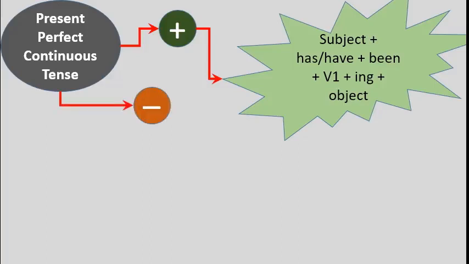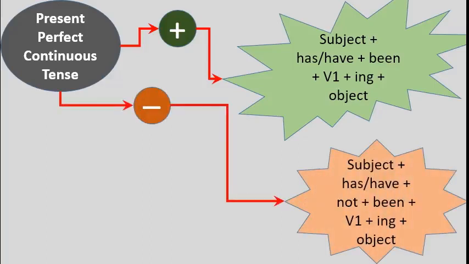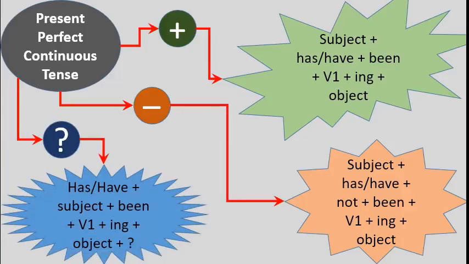In the negative sentence, the structure will be subject plus has or have plus not plus been plus first form of the verb plus ing plus object. For example, he has not been sleeping for 5 hours. In the interrogative sentence, the structure will be has or have plus subject plus been plus first form of the verb plus ing plus object. For example, has he been sleeping for 5 hours?